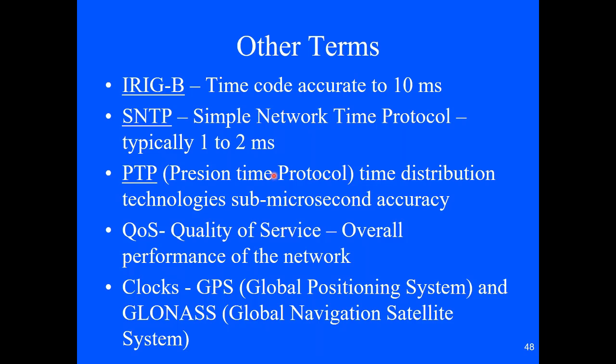PTP is Precision Time Protocol. This is when I start using GPS clocks to actually do the time sync. And this gets down to sub-microseconds. So now if I have two relays and I want to get the oscillography files out of them, I want to make sure those times are synced almost precisely. So you get into that. QoS is quality of service. We talked about that, and that's where I can prioritize messages.